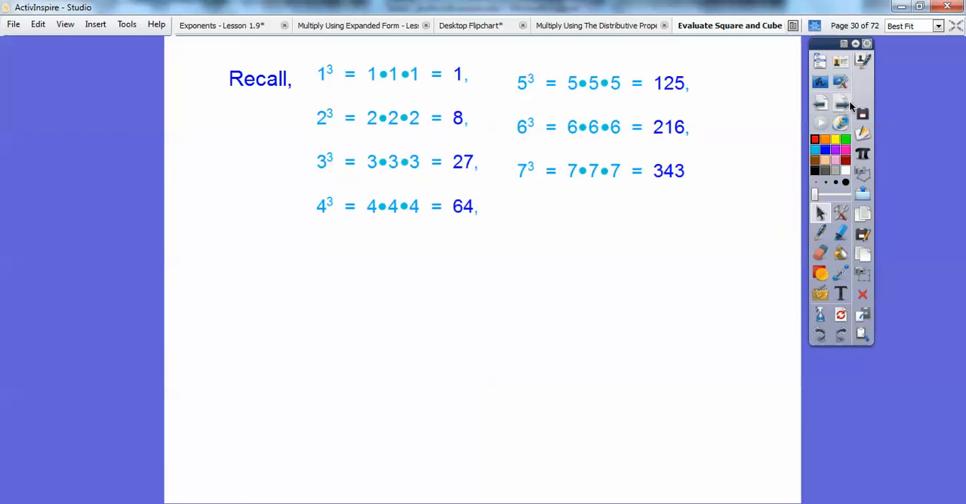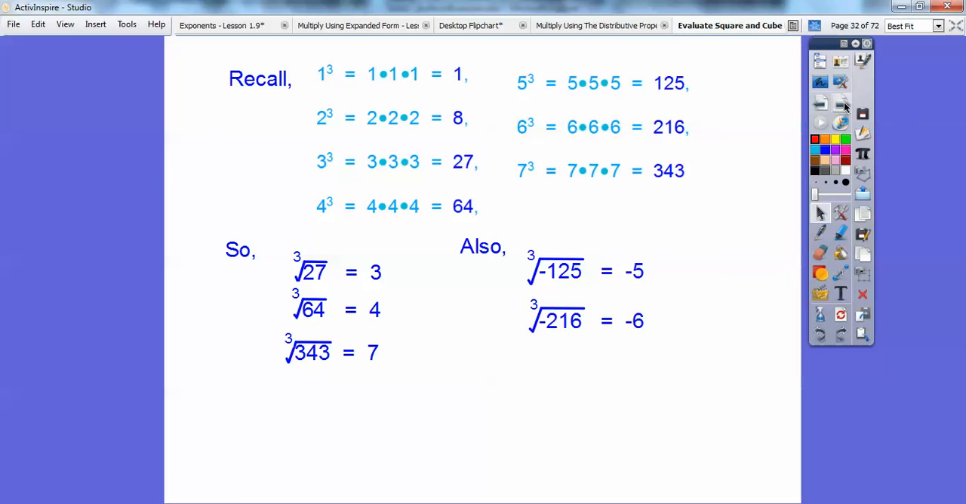Okay, so recall all those perfect cubes right here. All these dark blue numbers are perfect cubes. This is 1 cubed, 2 cubed, 3 cubed, 4 cubed, 5 cubed, 6 cubed, 7 cubed. Those are all nice perfect cubes. So the cube root of 27 is this 3 right here. The cube root of 64 is this 4 right here. The cube root of 343 is this 7 right here, okay? So it's asking what number times itself.